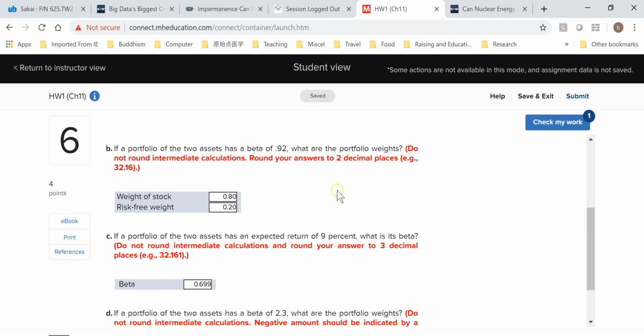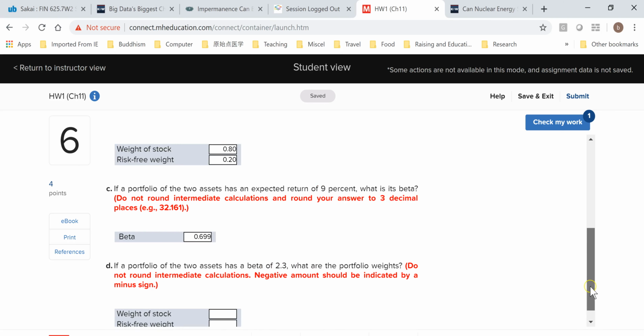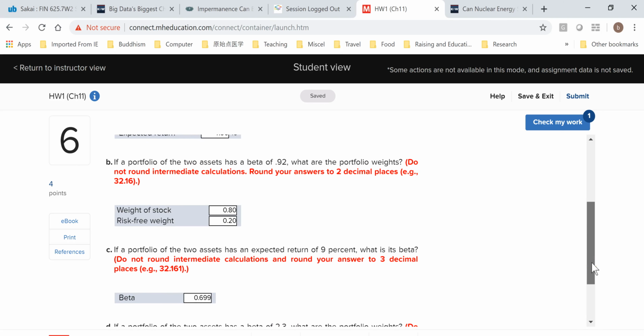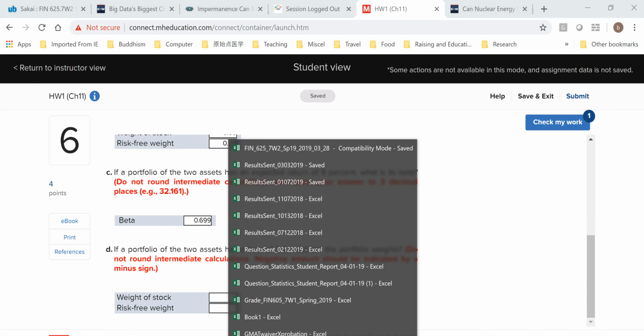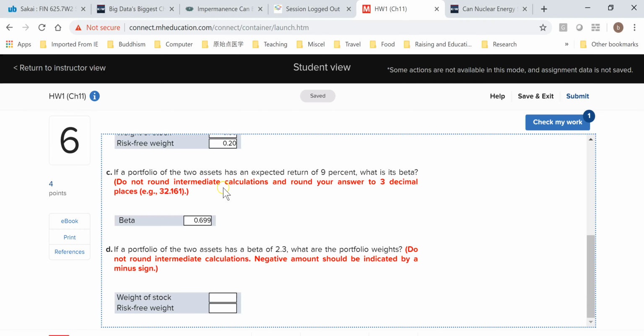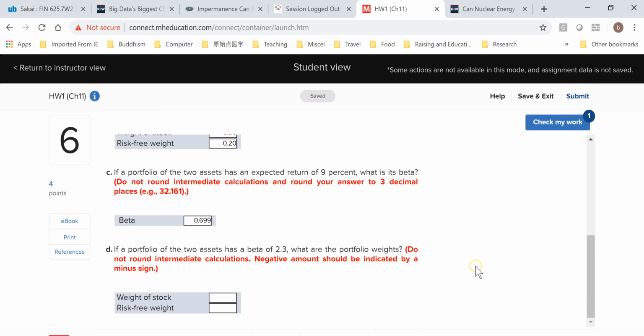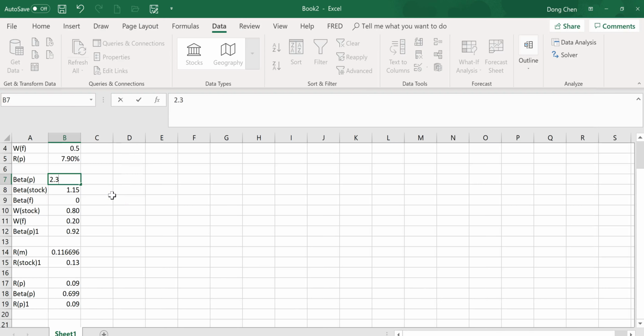So the trick is the same, right? Portfolio weights the same here, just changing the beta of the portfolio. And that's another part which I like about Excel, because now we can just change this value. Change this value here to be other than 0.92. I change this to be 2.3, equals 2.3.